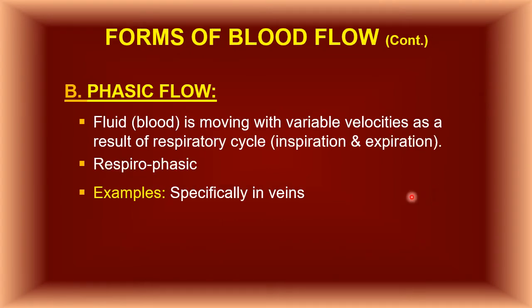The second form of blood flow is the phasic flow. Phasic flow, we usually see it in veins and it is related to the respiratory cycle. So opposite to the pulsatile flow, which we mentioned is in arteries and related to the cardiac cycle, phasic flow is mainly in veins and is related mainly to the respiratory cycle. This explains why in some old terminology they call it respirophasic, because it's related to respiration.